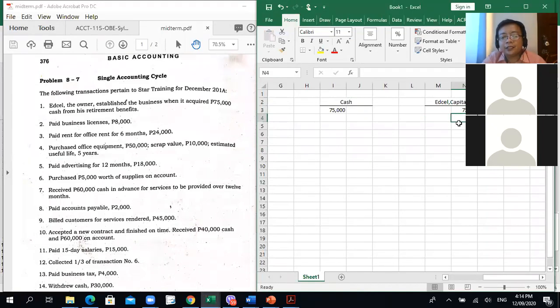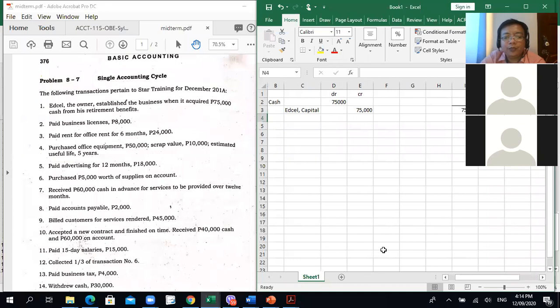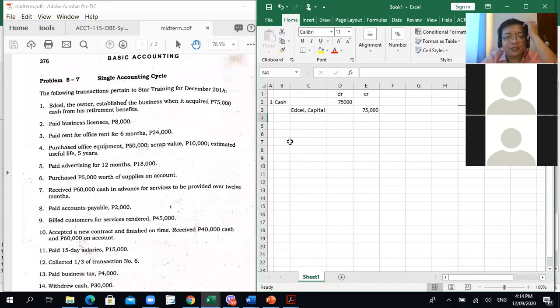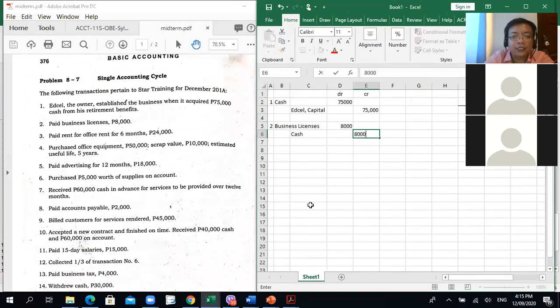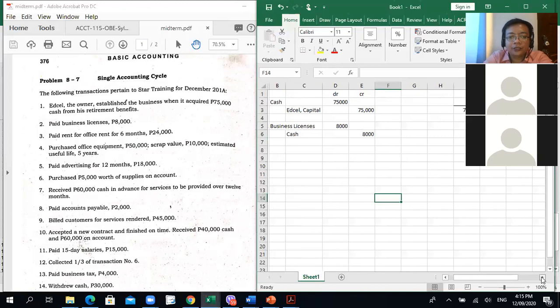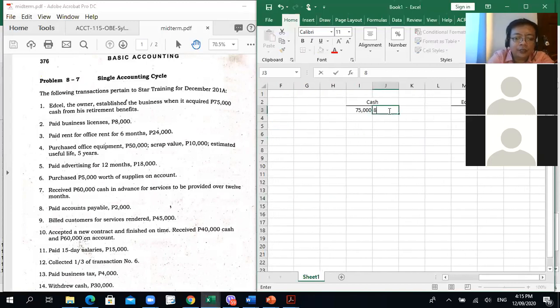All right. Next is number 2. Ano bang ginawa sa number 2? How about business license? So it is part of your expense, right? Number 2 is business licenses, part of your expenses, amounting to 8,000. Since you paid business licenses of 8,000, you have cash, because the word here is paid, paid in cash. So you put here 8,000.